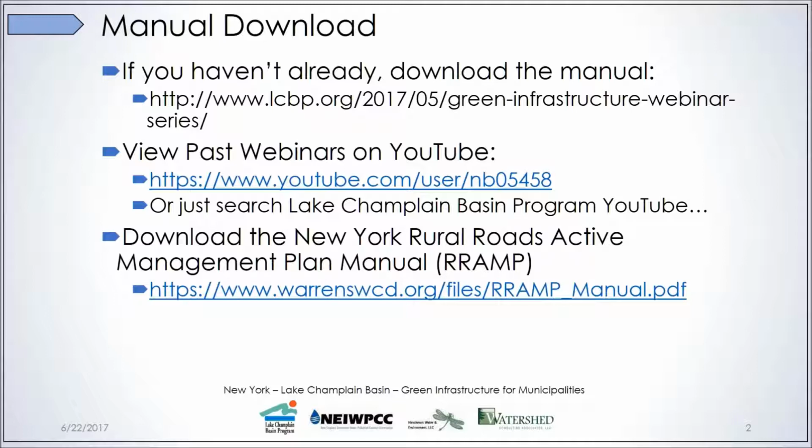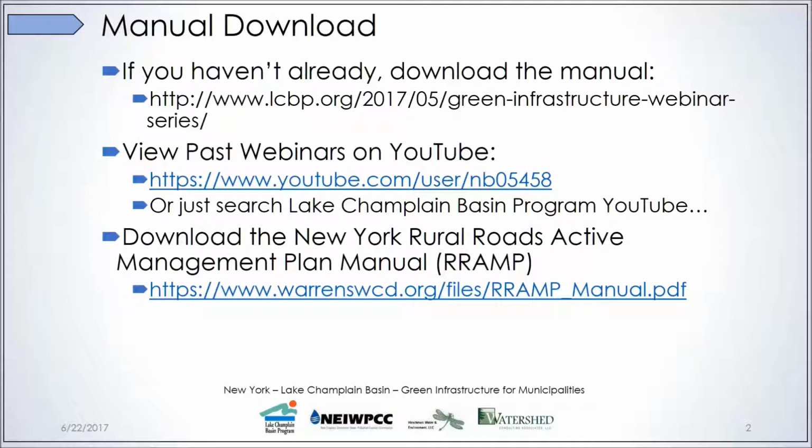The other thing that you may be interested in is you can download the New York Rural Roads Active Management Plan Manual, or RAMP manual. Always makes me think of springtime riverside vegetation ramps. The best URL I found for downloading that was actually the Warren County Soil and Water Conservation District. They've got the whole PDF right there. It's very closely related to the Vermont Better Backroads Manual. In fact, it was based on that manual. So you may want to grab the Better Backroads Manual as well, just as a supplement. But those are your sort of base resources for these rural road management practices.